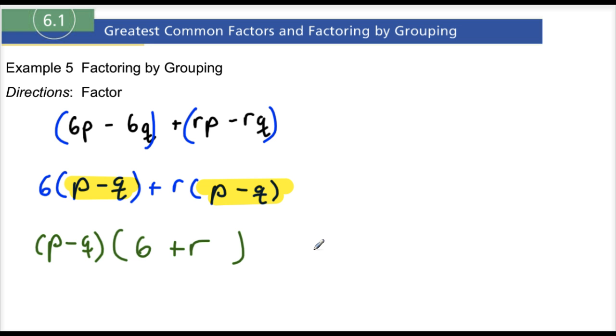So notice the 2 things that we did here. We put parentheses here, and the first thing we did was we factored out the GCF out of each set of parentheses. And then you factor out the GCF of each term, which is p minus q, and then what do we have left you put inside here, and that's what would be the final answer.